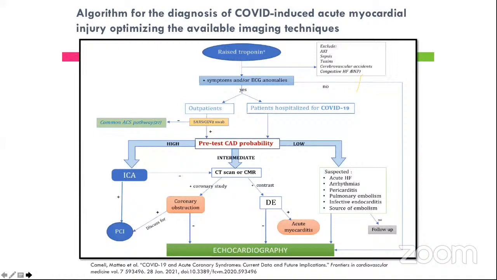CT scan also shows there has been some role played by CT coronary angiography and cardiac MRI to see delayed enhancement, which is going to raise suspicion of the diagnosis of myocarditis. And here you have a significant role of echocardiography.